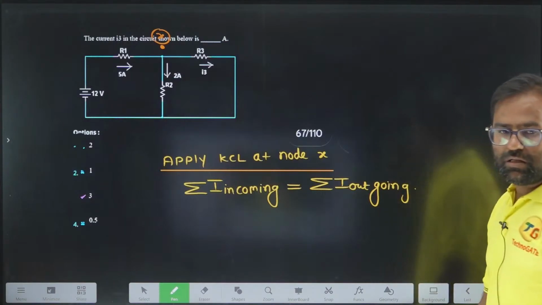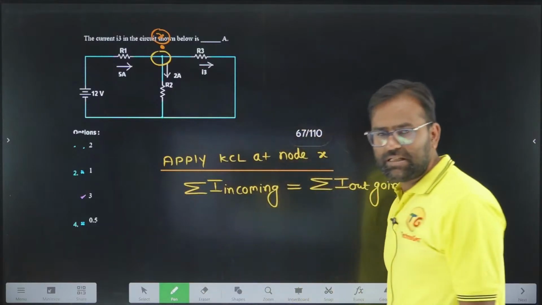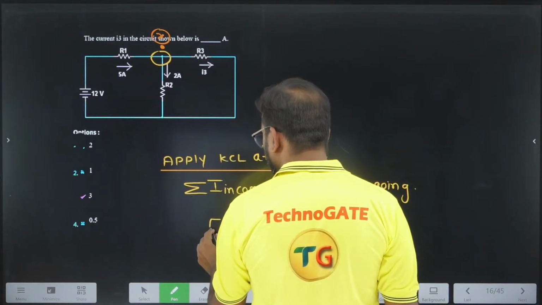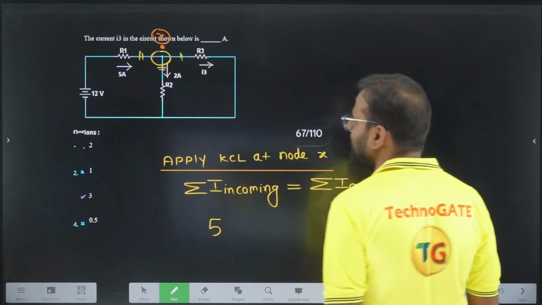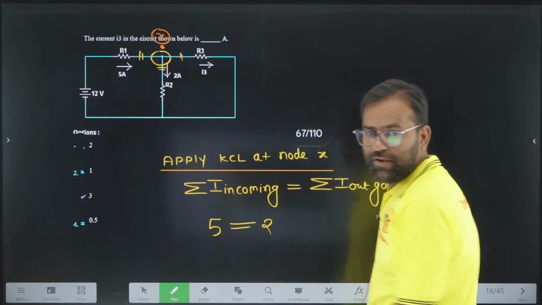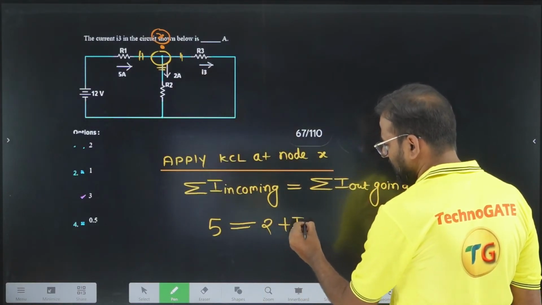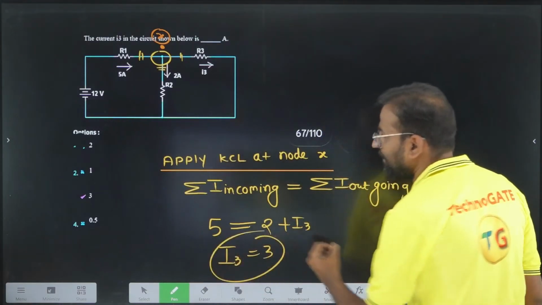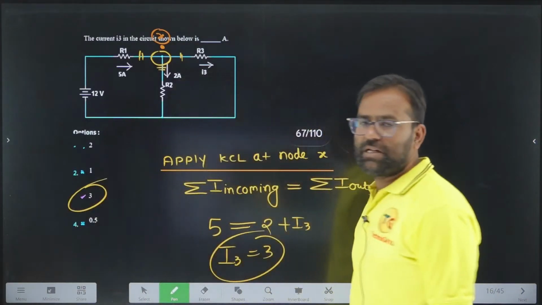What is incoming current? The incoming current means net current which is incoming to the node. There are 3 branches connected to this. So 5 ampere is incoming current, and outgoing current is the 2 ampere current going away from the node, and another one is I3. So I3 is 5 minus 2, which is 3 ampere. So 3 ampere is the correct answer here.